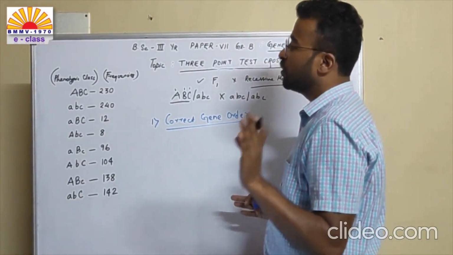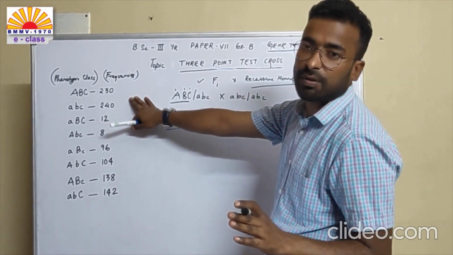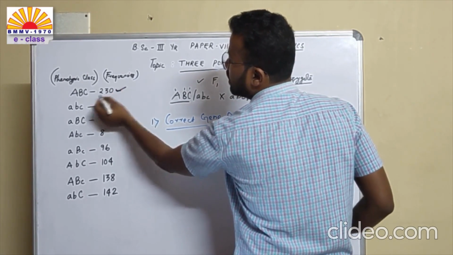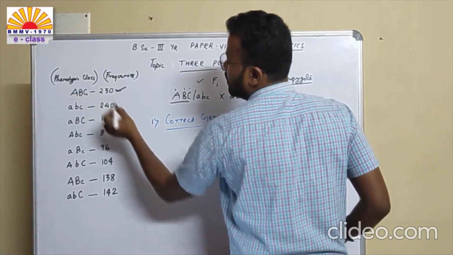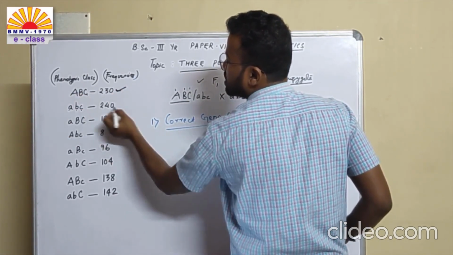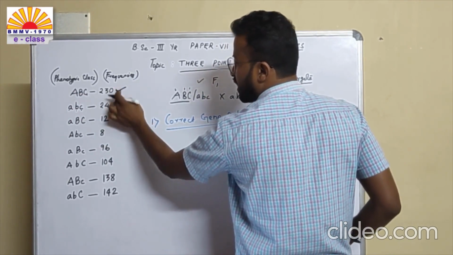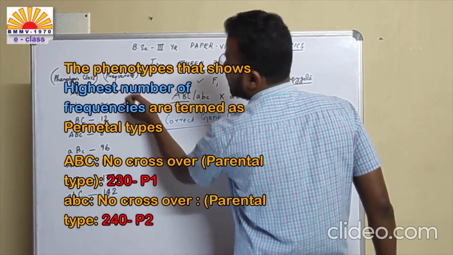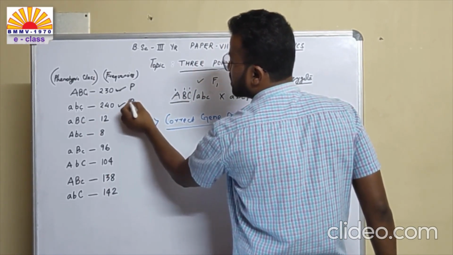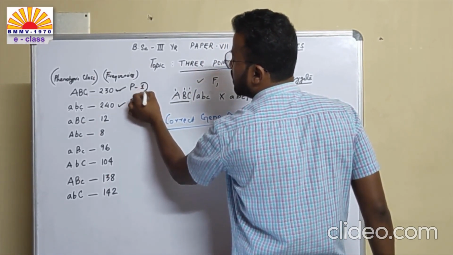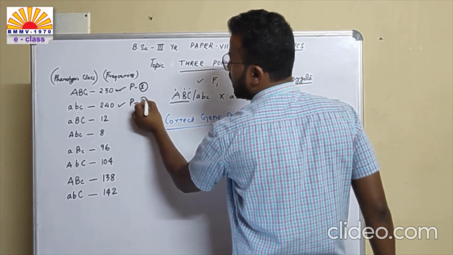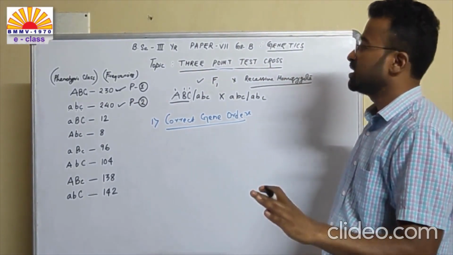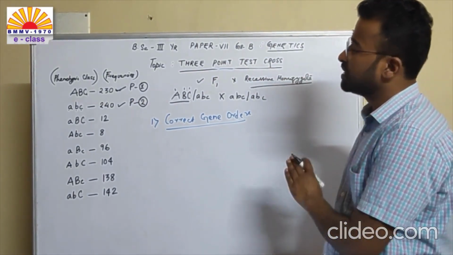First of all, we have to locate where the maximum number of frequencies are. The maximum frequencies are here, in the case of capital A, capital B, capital C, and small a, small b, small c. These classes where the frequency is maximum among all these numbers are known as parental types. We designate them as P1 and P2. Parental type means there is no change during the formation of the gamete.